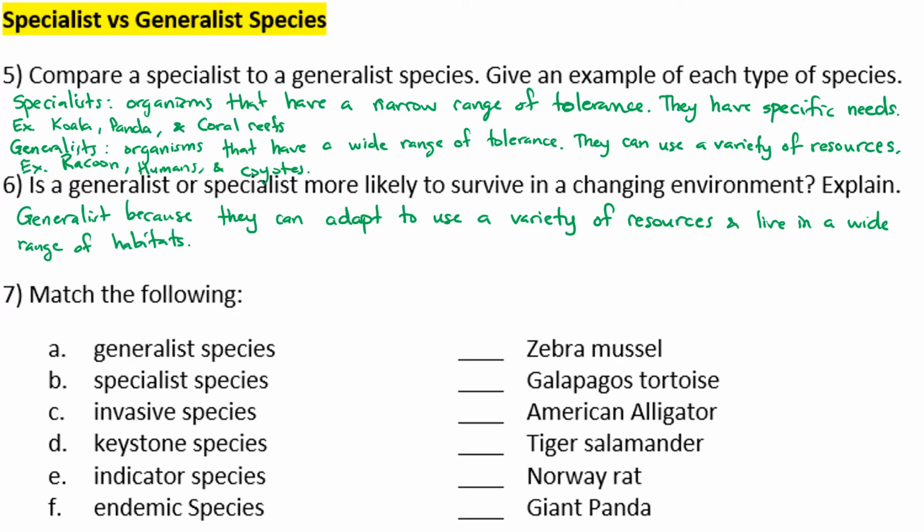Number 7, match the following. So let's match them. Zebra mussels would be the invasive species. Galapagos tortoise, endemic species. American alligator would be a keystone species. Tiger salamander would be an indicator species. Norway rat would be a generalist. And then giant panda, the specialist.